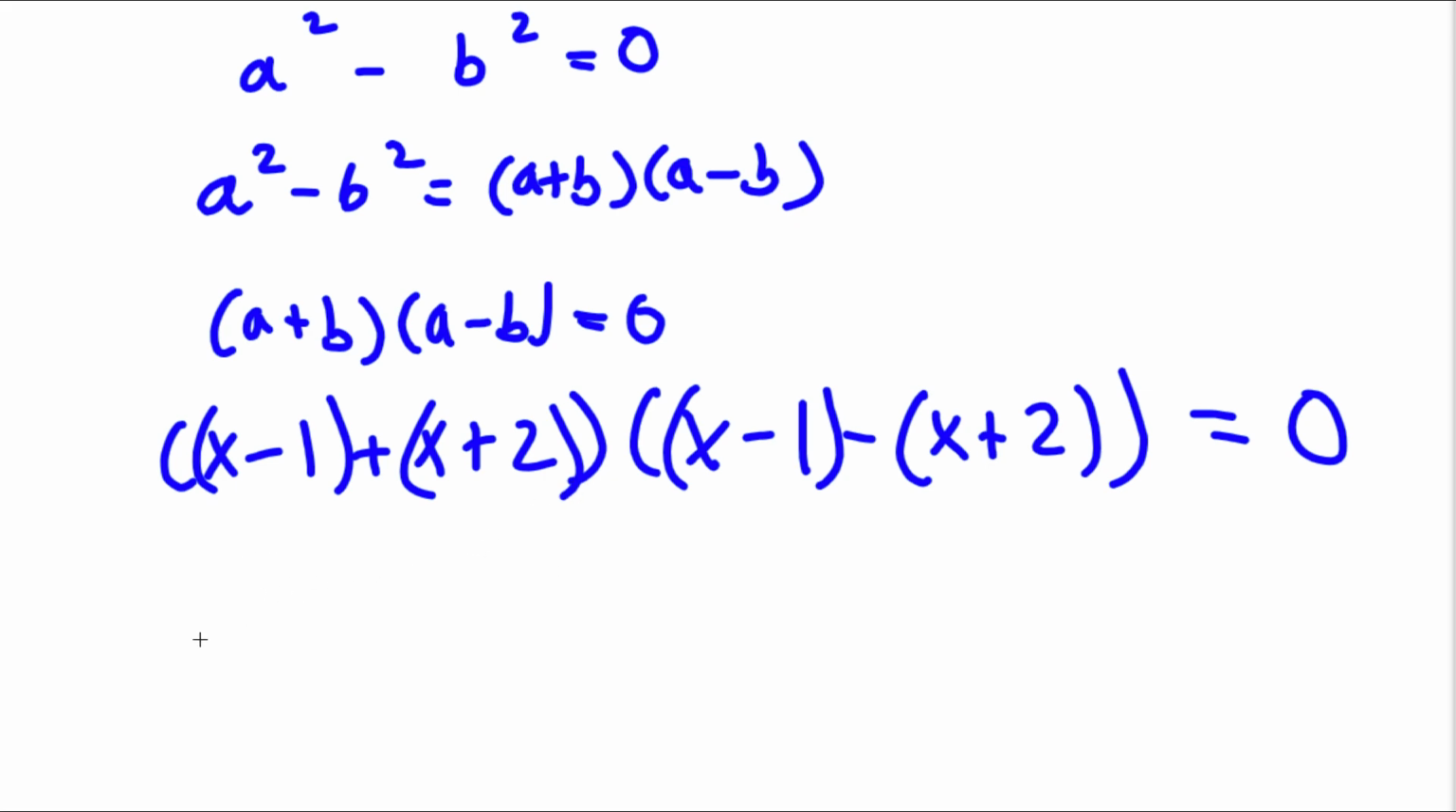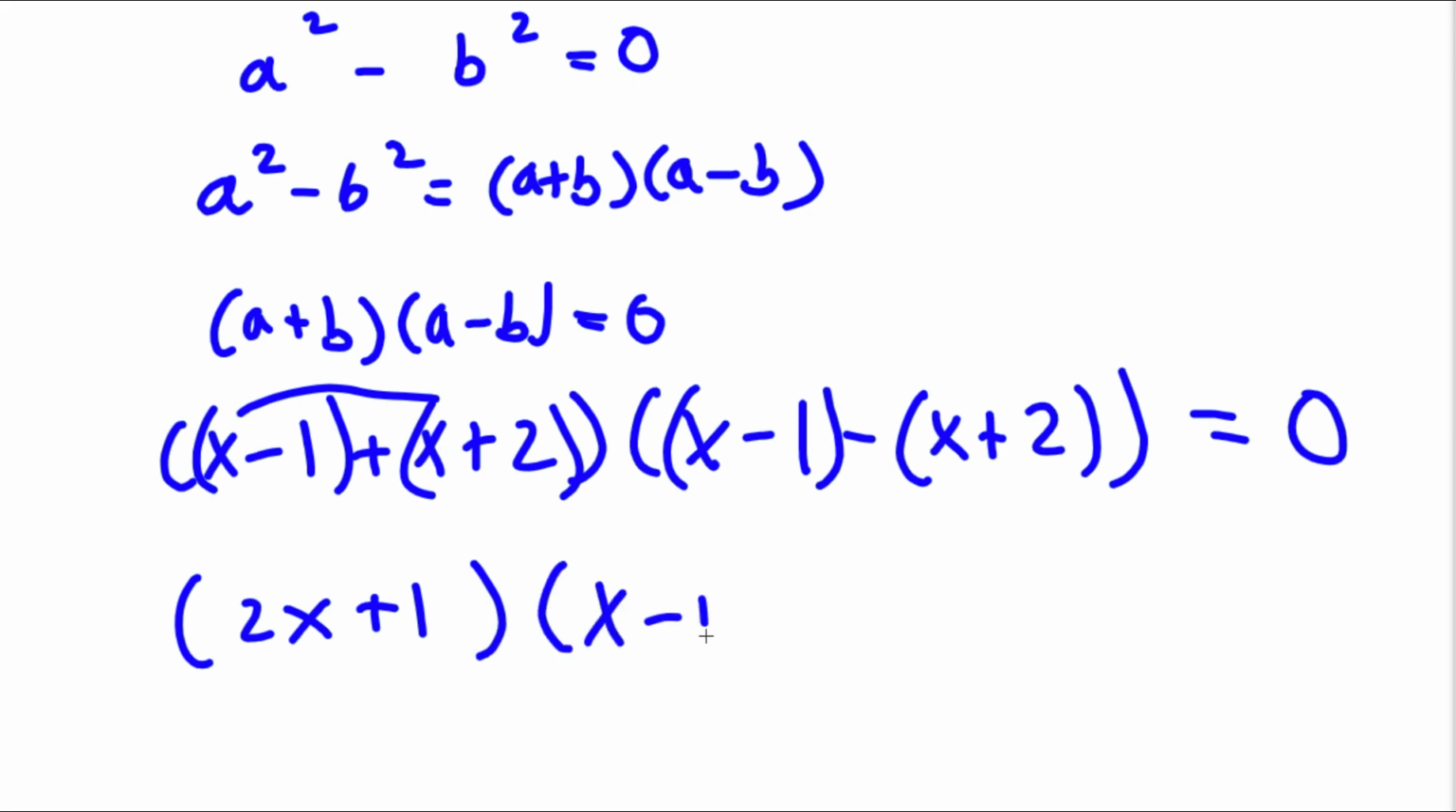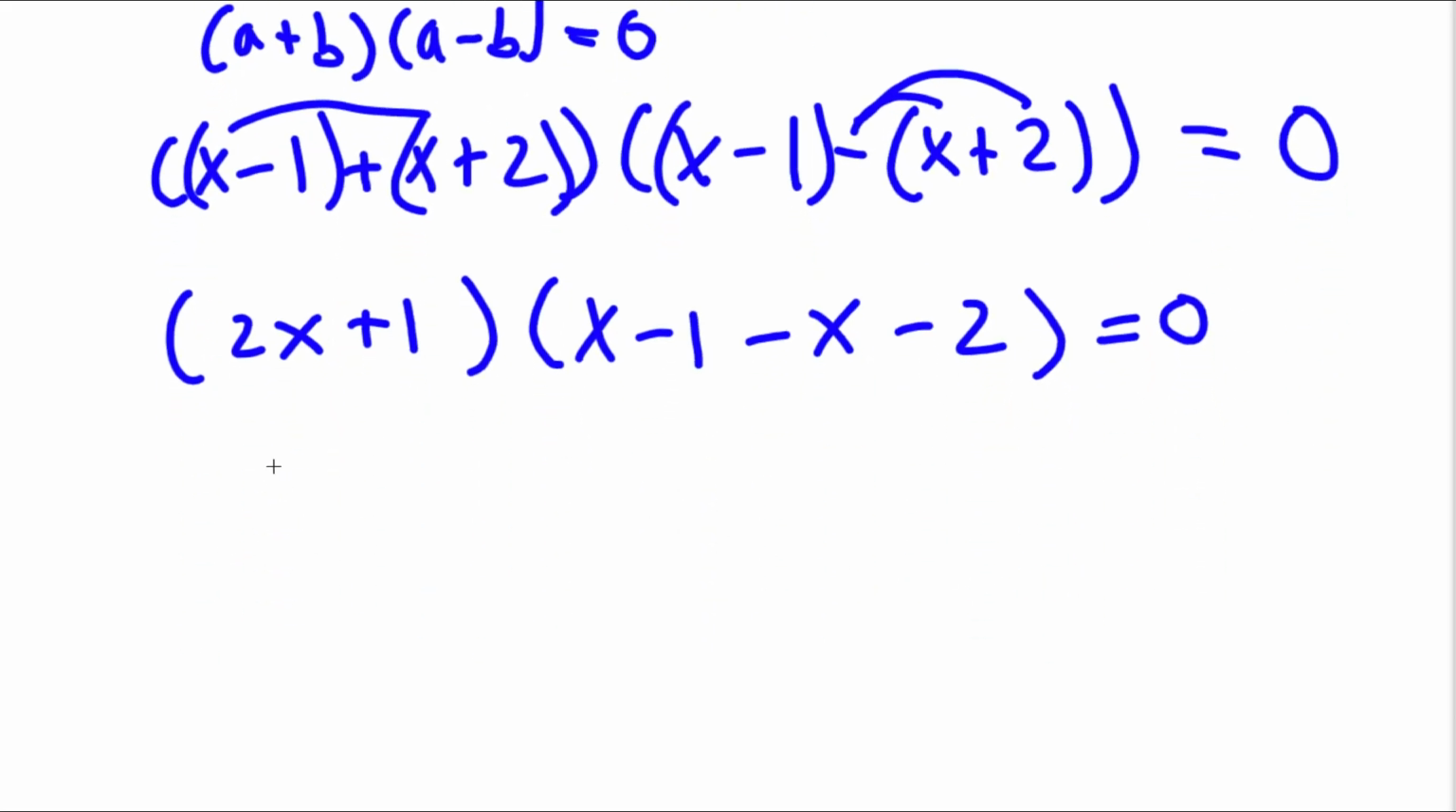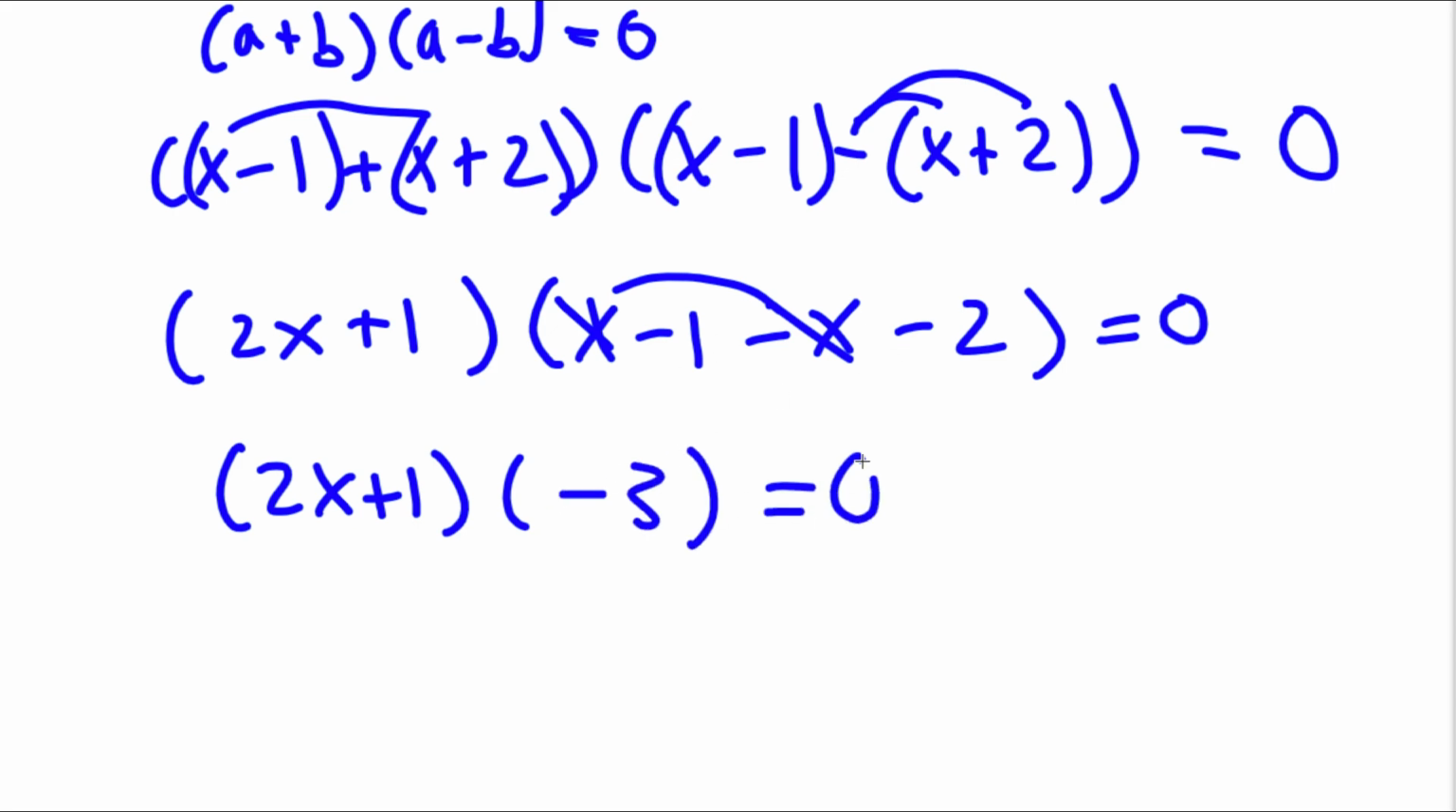Now, I can simplify this. So x + x is 2x, and -1 + 2 is positive 1. So I have (2x + 1) times (x - 1), and now I have to distribute the negative sign. So I have - x - 2 is equal to 0. Now this would get me to (2x + 1) times (x - x), these two cancel out. So I'll be left with -1 - 2, which is -3, is equal to 0.